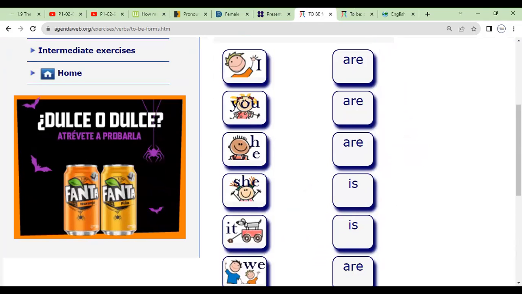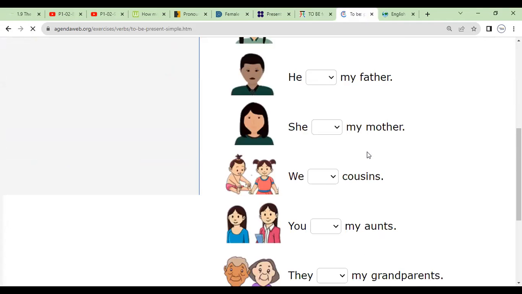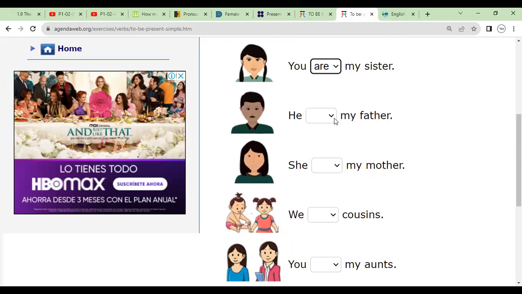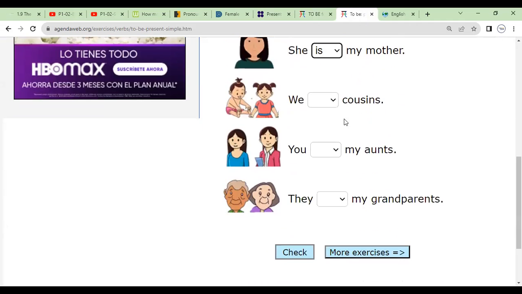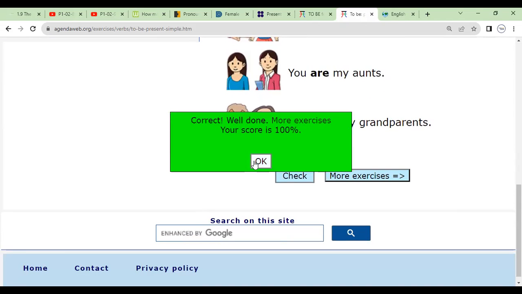We're going to try this one because it was very difficult for me to take it to the right. Okay, I, Michael. I am. You are my sister. He is my father. She is my mother. We are cousins. You are my aunts. And they are. Okay, so we got 100%, right?